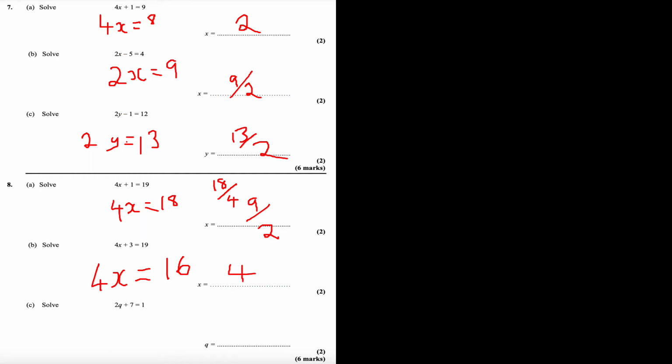And for part C, 2q plus 7 equals 1. Subtracting 7 on both sides, I get that 2q is equal to 1 minus 7, which is minus 6. Dividing both sides by 2, minus 6 divided by 2 is negative 3. A positive divided by a negative gives me a negative as an answer. So a negative divided by a positive gives me a negative as my answer.